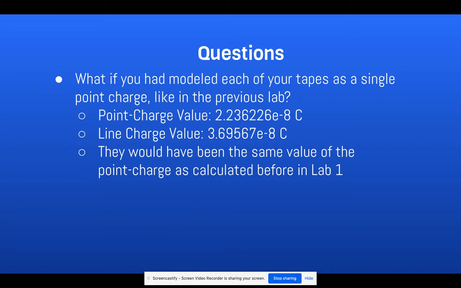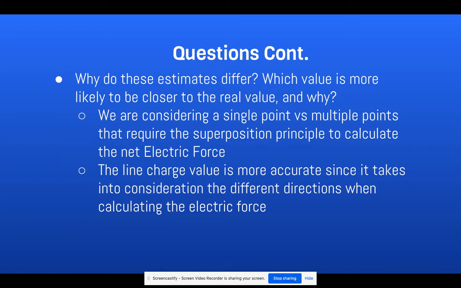What if you had modeled each of your tapes as a single point charge, like in the previous lab? They would have been the same value of the point charge as calculated before in Lab 1. Why do these estimates differ? Which value is more likely to be closer to the real value and why? We are considering a single point versus multiple points. That required the superposition principle to calculate the net electric force. The line charge value is more accurate since it takes into consideration the different directions when calculating the electric force.